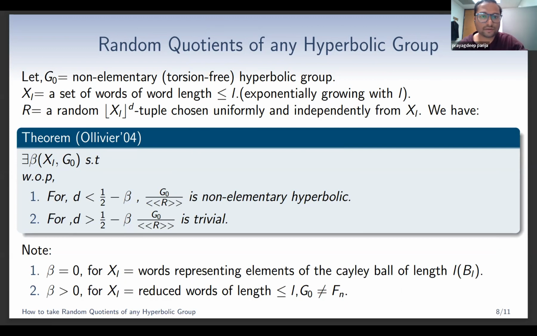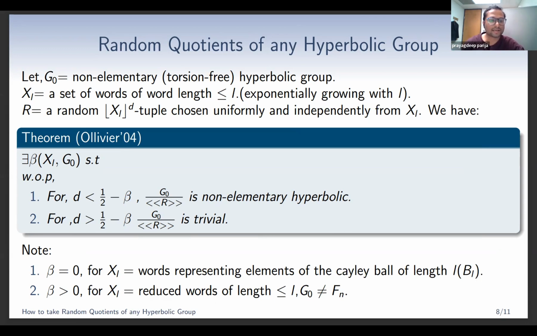Ollivier studied the random quotients of any hyperbolic group. The theorem he came up with is a lot more flexible. This tells us that you look at any set of words, reduced words, plain words, geodesic words, which represent elements of your Cayley graph, and you pick uniformly and independently from it a density D set, which is this X_L to the D tuple. Then there exists a beta which depends on the kind of words you have chosen and your group.